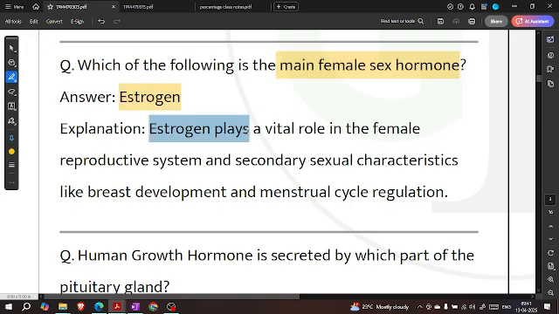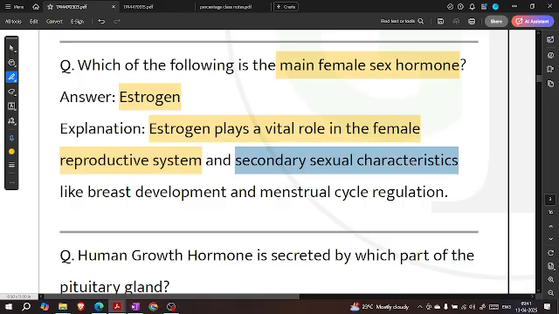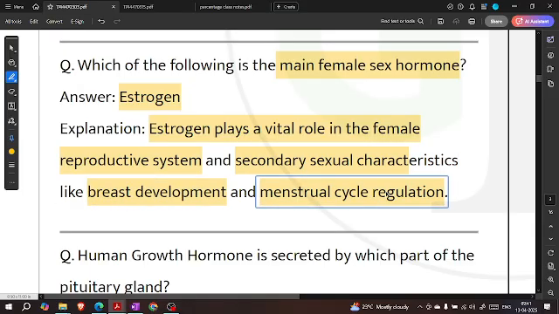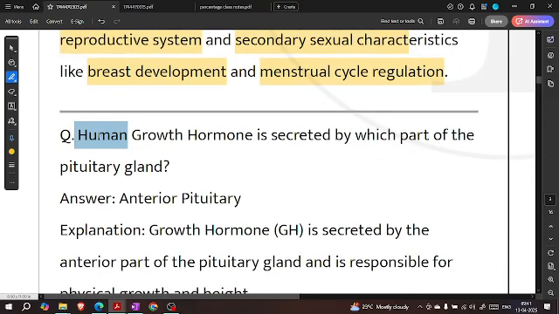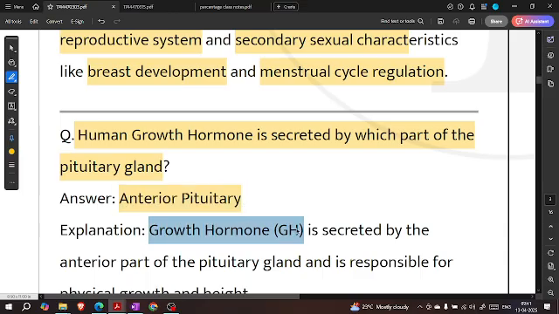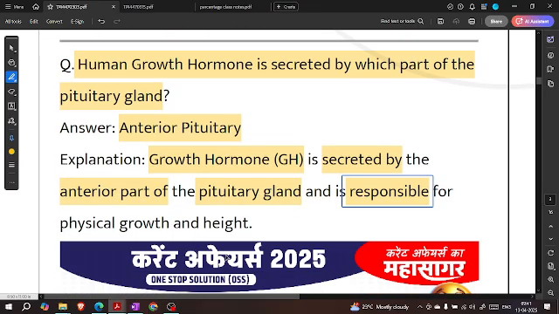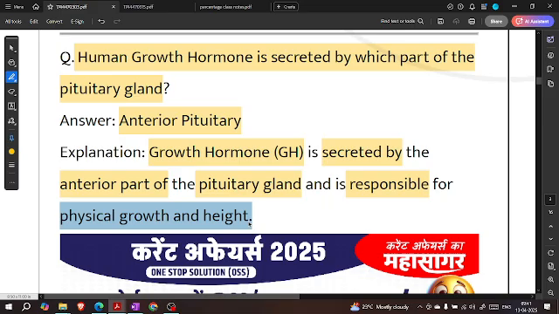Estrogen. Estrogen plays a vital role in the female reproductive system and secondary sexual characteristics like breast development and menstrual cycle regulation. Human growth hormone is secreted by which part of the pituitary gland? Anterior pituitary. Growth hormone, GH, is secreted by the anterior part of the pituitary gland and is responsible for physical growth and height.